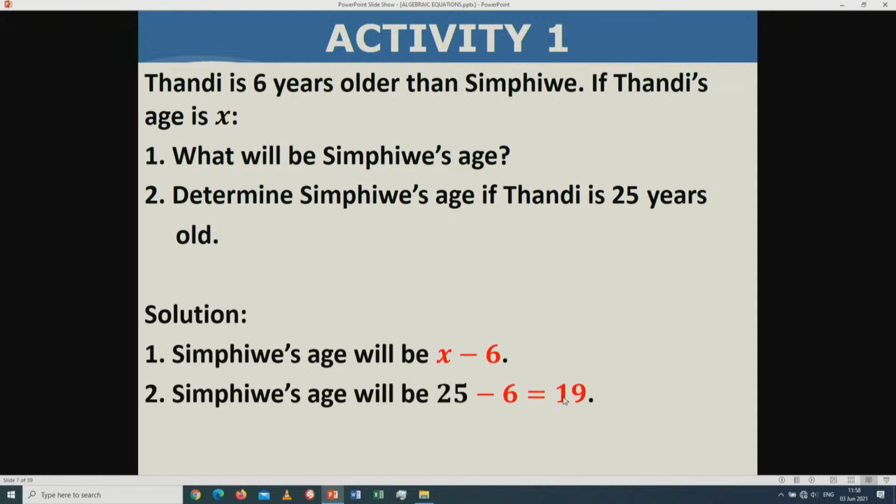As you can see, if you add 6 to 19, it will give us 25. So that is the difference between Thandi's age and Simpiwe's age. So this has been represented mathematically. It was a model situation, and then we managed to write it mathematically. Right, and then let's go to the next activity.